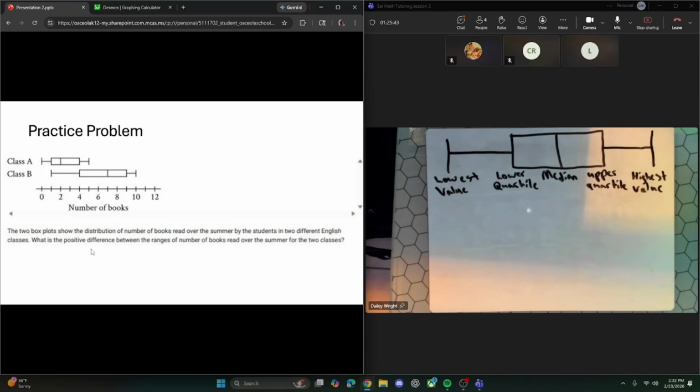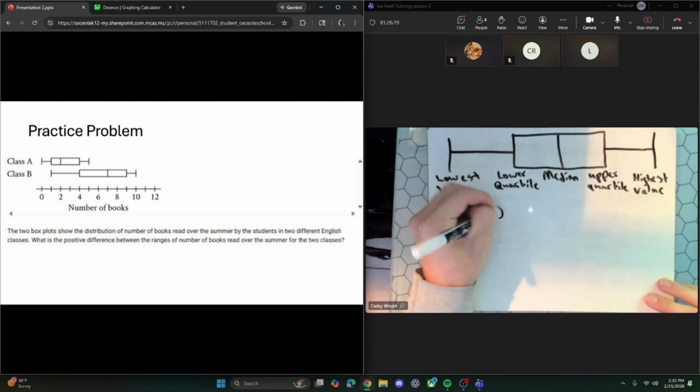The 2 box plots show the distribution of number of books read over the summer by the students in 2 different English classes. What is the positive difference between the ranges of number of books read over the summer for the 2 classes? As we know, the range is the highest value minus the lowest value. So if it wants the positive difference between the ranges, then just take the bigger range minus the smaller range. You can see that class B has a bigger range, so I'm going to do that first.